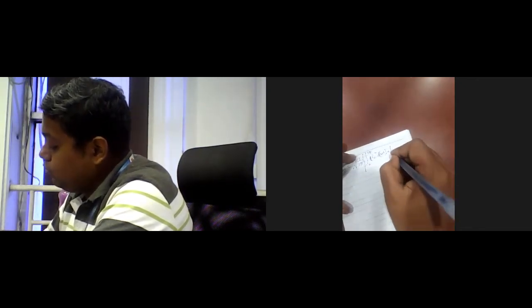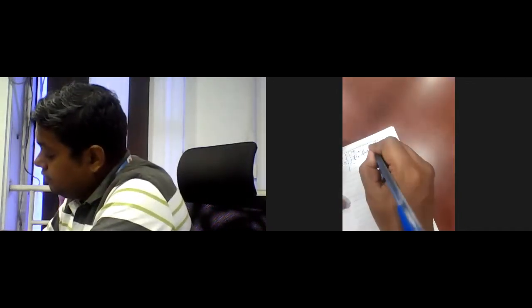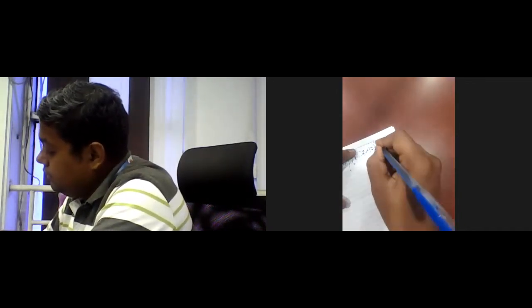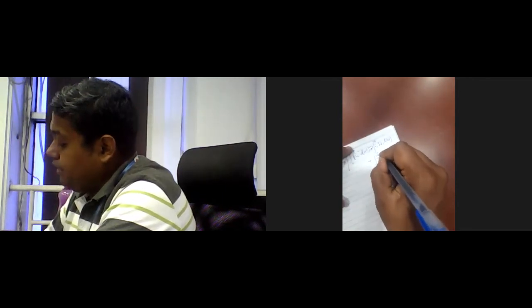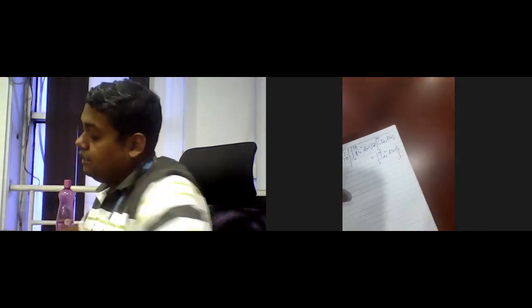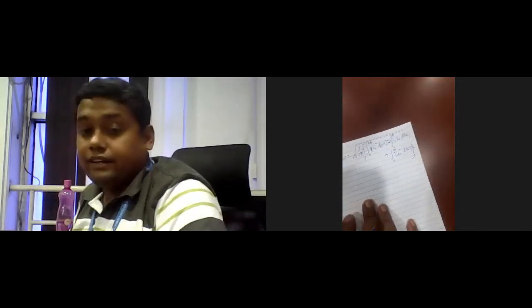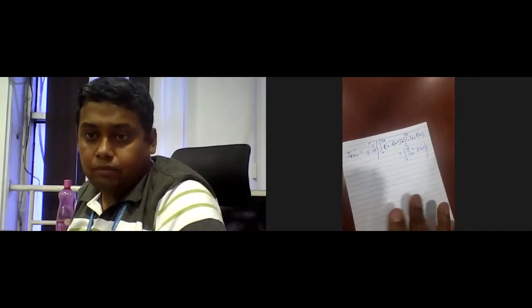plus integral 0 to 2 pi of minus 2 I_L into I_DC d of omega t plus integral 0 to 2 pi I_DC square d of omega t. This is the total expression over here. Just expand that square term.